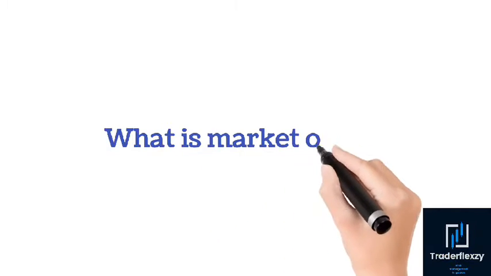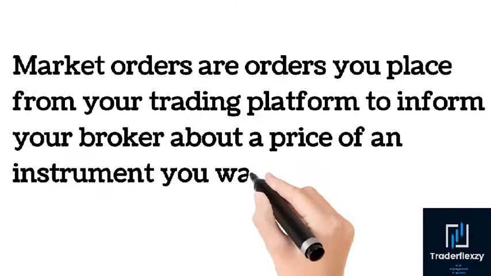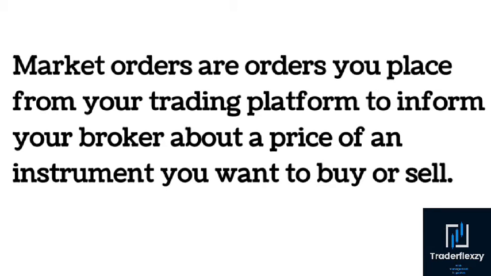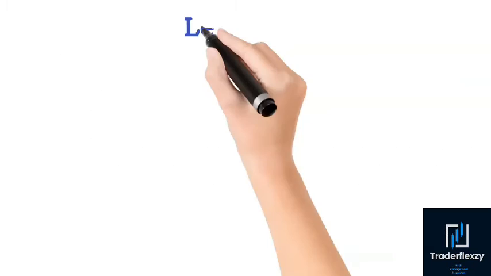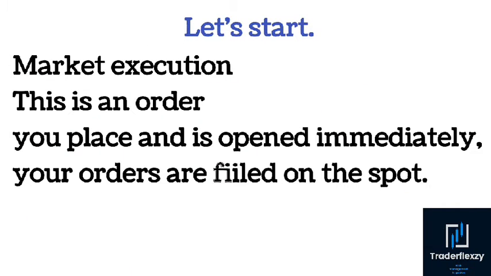What is market order? Market orders are orders you place from your trading platform to inform your broker about the price of an instrument you want to buy or sell. Let's start. Market execution. This is an order you place and is open immediately. Your orders are filled on the spot.